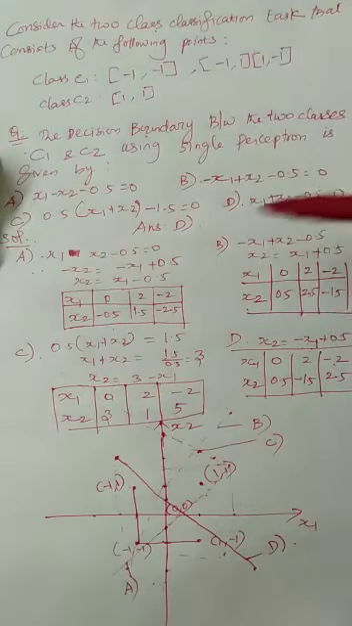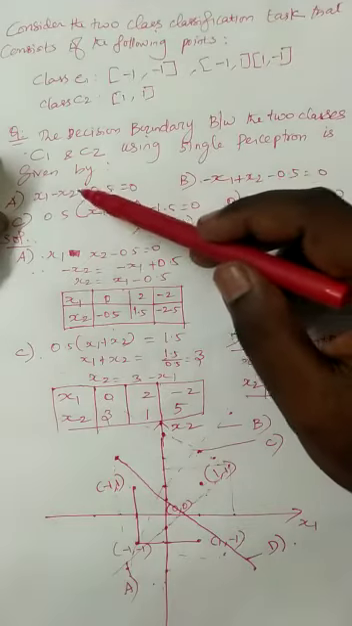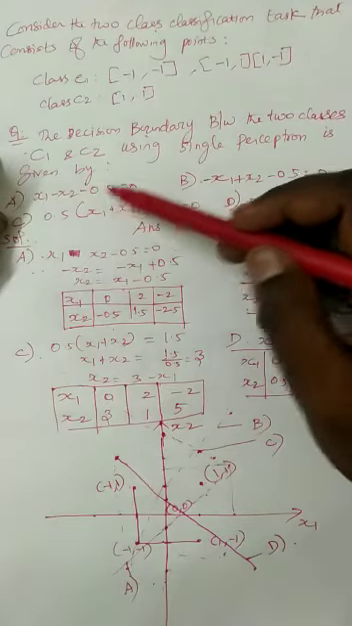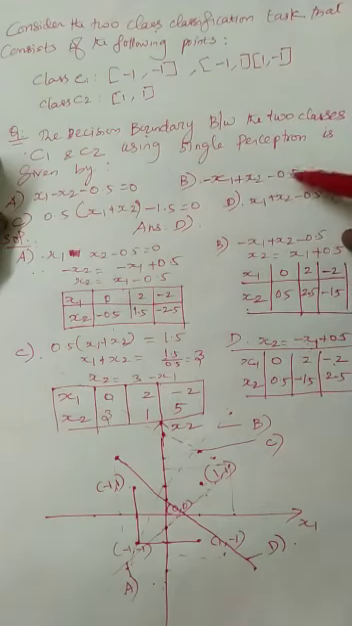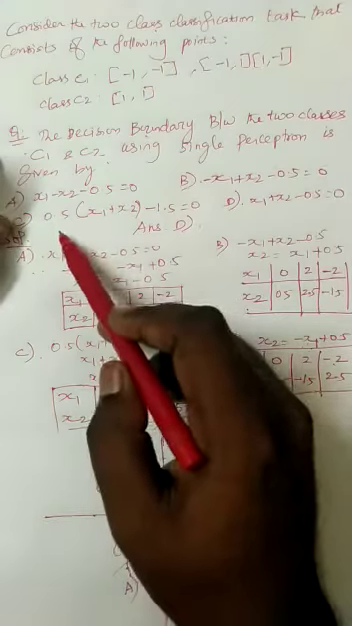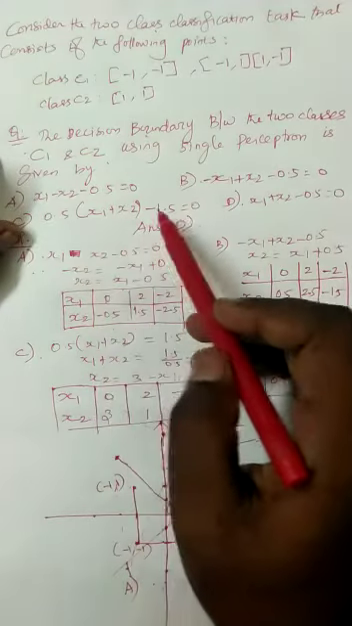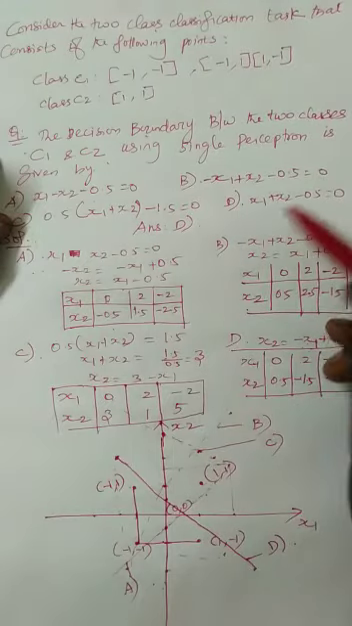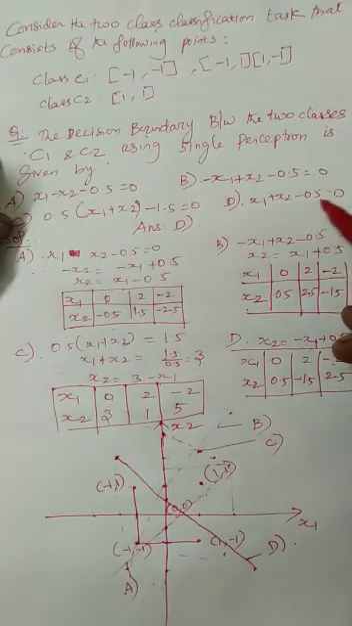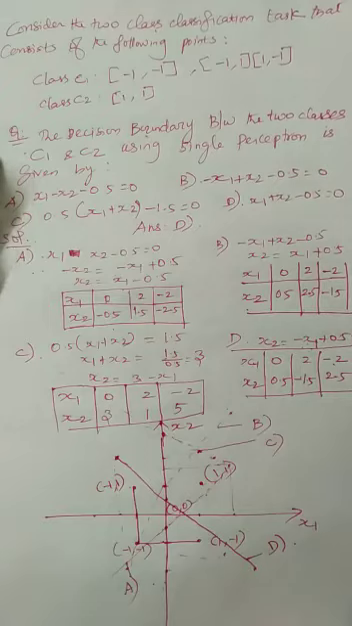The options are: A, x1 - x2 - 0.5 = 0; option B, -x1 + x2 - 0.5 = 0; option C, 0.5 x1 + x2 - 1.5 = 0; and finally D, x1 + x2 - 0.5 = 0. Now, how do we solve this problem?